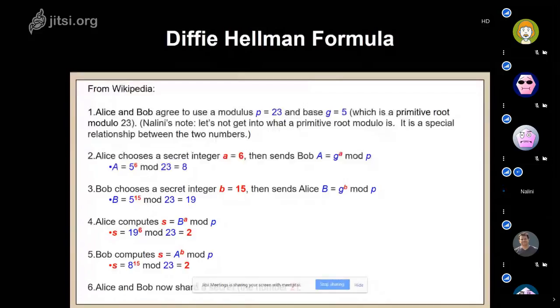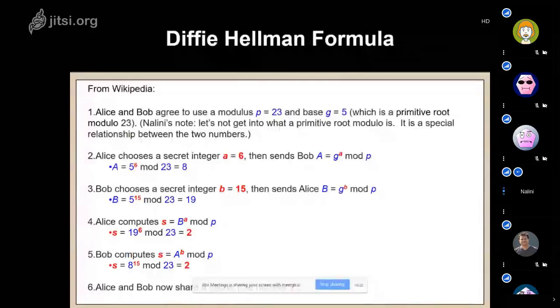And then what you do is you send Bob the result of you take G to the A, to the exponent mod P, where P is 23. So basically what you've done is A is 5 to the power of 6 mod 23, or 8. So you send Bob 8. That's over the wire, and so anybody can see it.